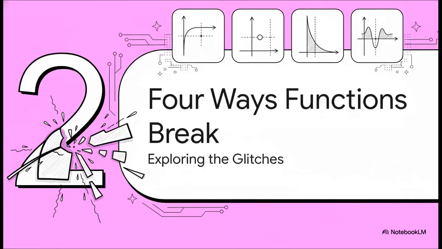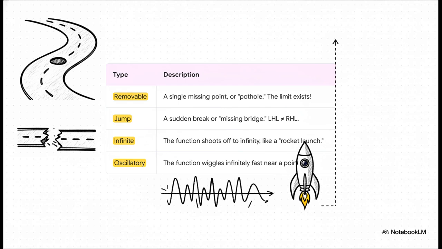But, of course, not all functions are so perfect. When a function fails that three-point check, we call it discontinuous. And these breaks, these kind of glitches in the code, they come in a few different flavors. Let's explore the four main ways a function can fall apart. So, you've got a few main culprits.